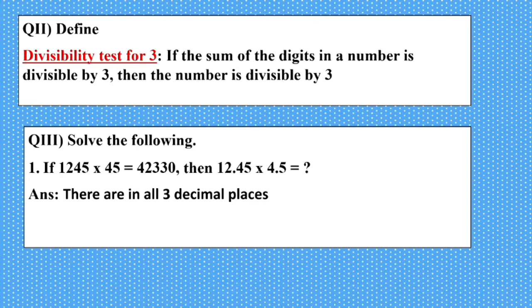So here we can see there are in all three decimal places. In 12.45, 45 is after the decimal, and in 4.5 there is also one decimal. Total 3 decimals are there. So in the answer also the decimal will come after 3 numbers. We count the decimal from the right side. So 12.45 multiplied by 4.5, we get 42.330.